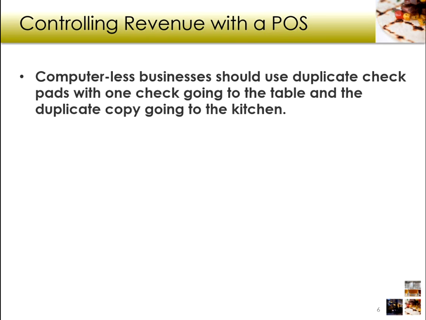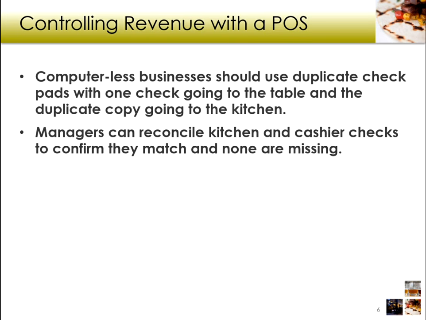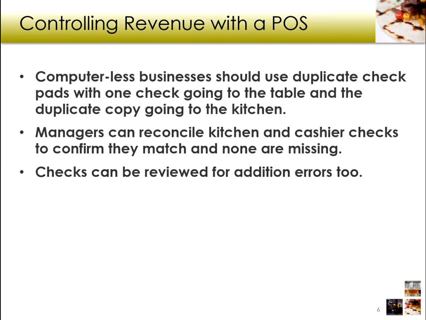And I know this is from my old days, but it was carbon paper, right? Orders were written on a piece of paper that automatically copied it to a second piece of paper. One went to the kitchen, one stayed out front so that you could reconcile later, right? So that the managers could compare food that left the kitchen was actually what we got money for, right? And then we can always obviously review those checks for additional errors.